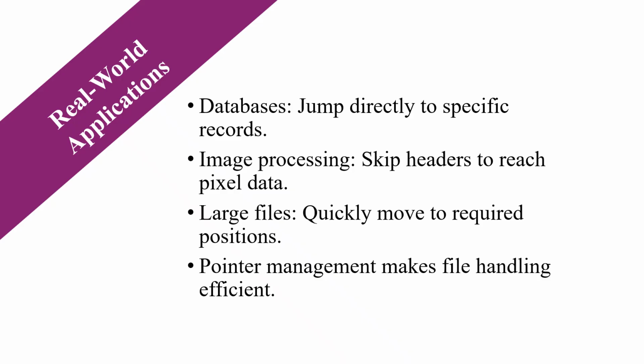And the next thing is image processing. In this case, files often have headers containing information like size, color depth, or format. We don't always need that header, so we can use the pointer to skip over it and directly reach the pixel data we need to work with. And the next thing is when we work with large files, logs or data archives, it's very inefficient to read everything sequentially. File pointers let us quickly move to the exact position we need, making the program much faster.